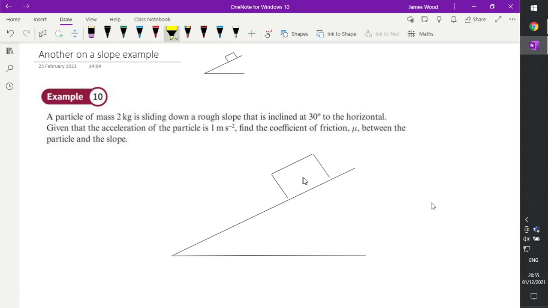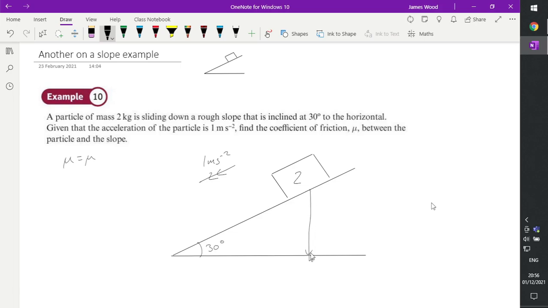So we're told that the mass is 2 kilograms, and it is sliding down a rough slope. So it tells us this time that it is sliding downwards, that it is inclined at 30 degrees. Given the acceleration is 1 meter per second squared, find the coefficient of friction. So this time mu is just going to be mu, and that's what we've got to find. So the setup is the same as before.